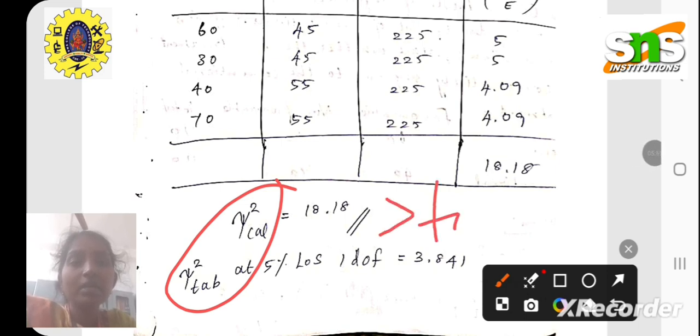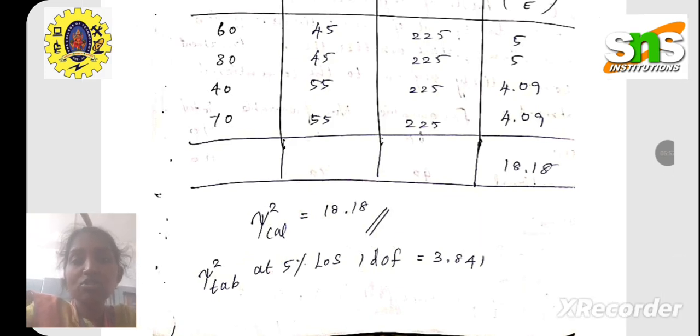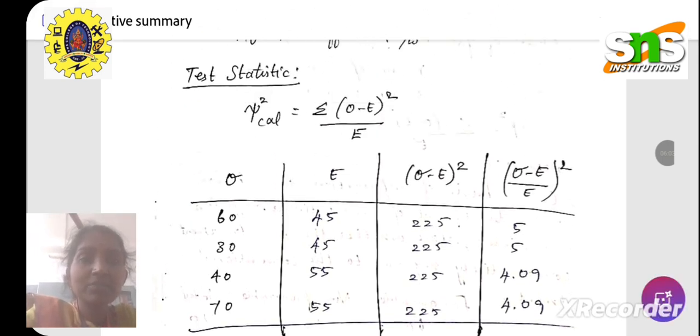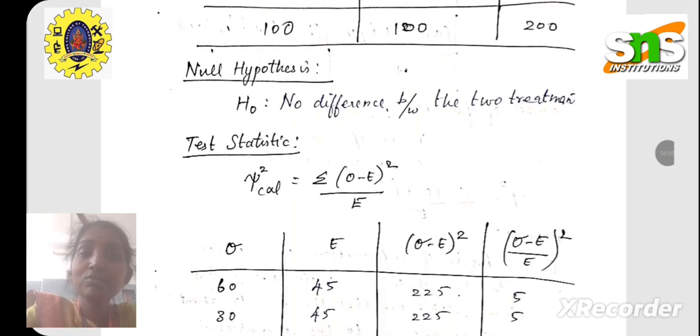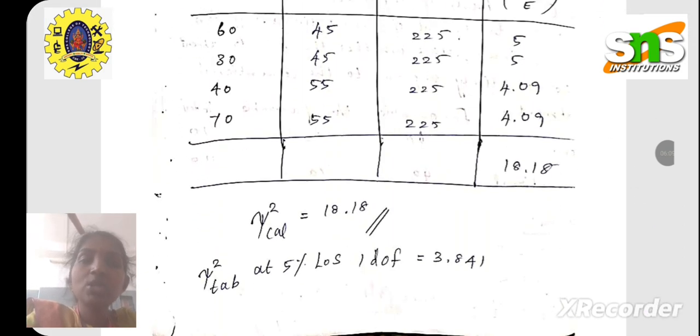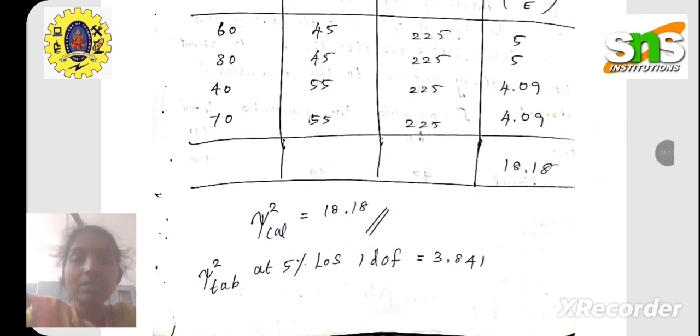Therefore there is a significant difference between the conventional treatment and the new treatment. The attributes specifically say that there are differences between the new treatment and the conventional treatment, and therefore we can opt for the conventional treatment also. This is how we perform an independence of attributes problem regarding the chi-square test. We will have one more problem in the next video as well. Thank you.